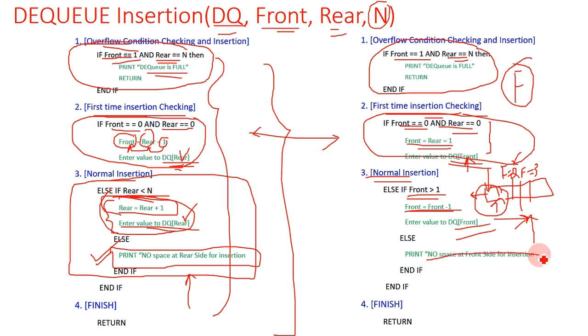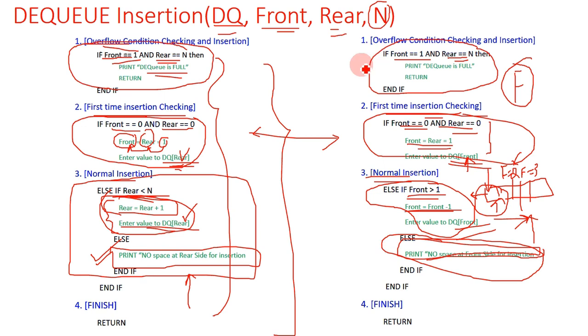So it means that this message will be shown to the user: no space at front side for insertion. Okay, so this is the insertion. This is the normal insertion. If space is not available, a message will be displayed to the user. Okay, this is the overflow, and this is the first time insertion. So these were the insertion both from the rear end as well as from the front end.